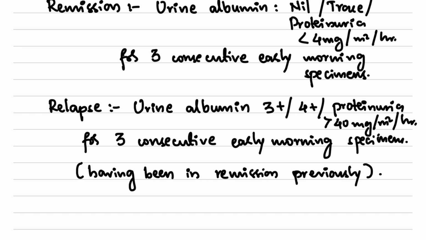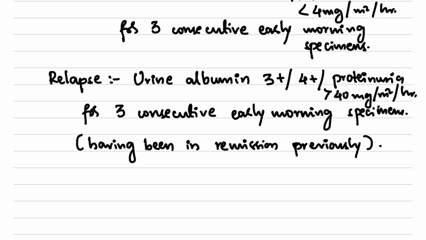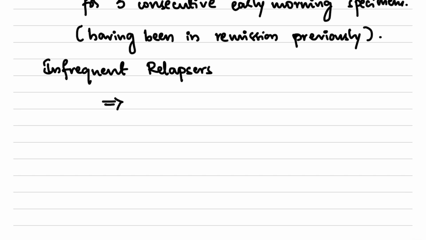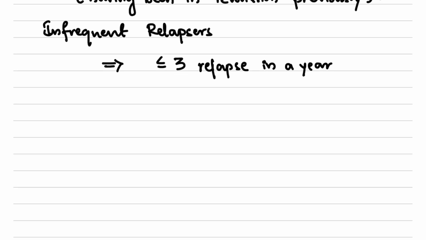We have two more definitions, that is infrequent relapsers as well as frequent relapsers. Let's see. Infrequent relapsers. These are those patients having less than or equal to 3 relapses in a year. And then we have frequent relapsers.